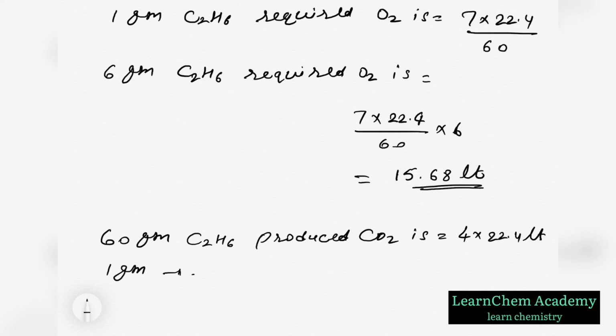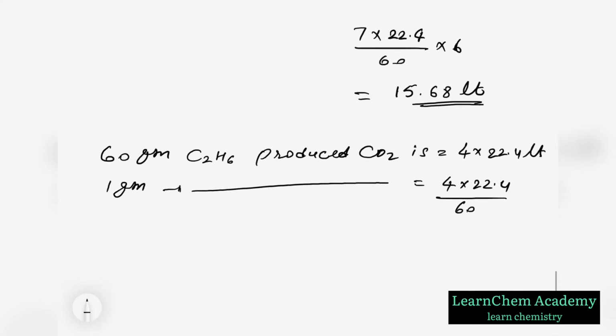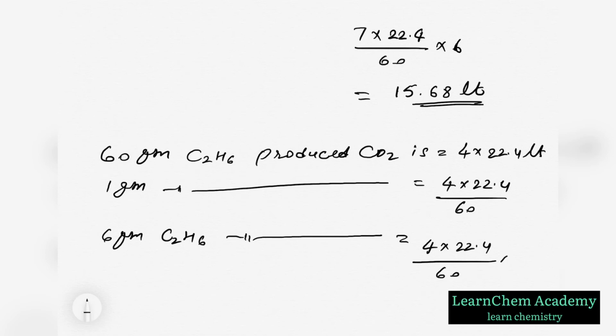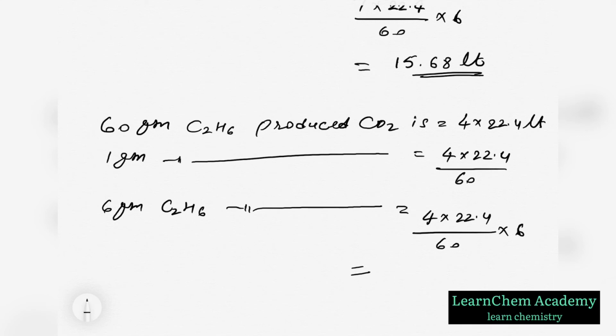So 1 gram ethane produces CO2 of 4 into 22.4 liter divided by 60, and 6 gram of C2H6 produces CO2 of 4 into 22.4 by 60 into 6. So we will get here 8.96 liter of CO2 produced. So this is our answer.